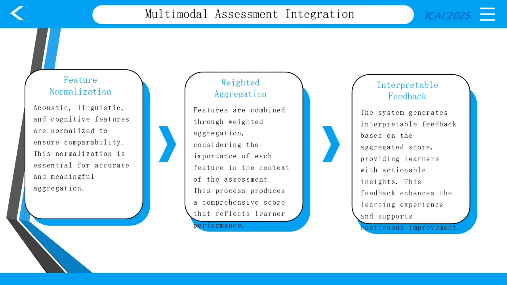After having the feature normalization and weighted aggregation, we generate automatically interpretable feedback. This feedback enhances the learning experience. So the feedback can be something like: you need to work more on Bloom level number 5 to learn concepts A, B, C, D, etc. in test type speaking or listening.